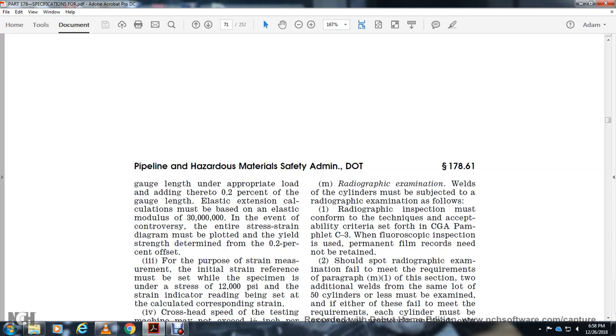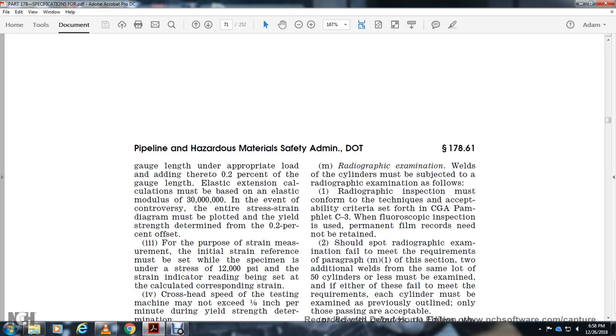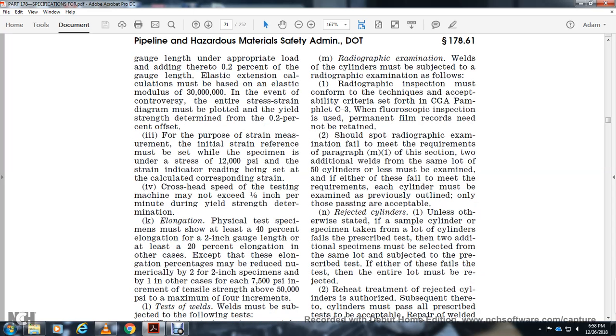Should spot radiographic examination fail to meet the requirements of paragraph M1 of the section, 2 additional cylinders from the same lot must be examined. If either fails to meet the requirements, each cylinder must be examined as previously outlined, with those found acceptable advancing.